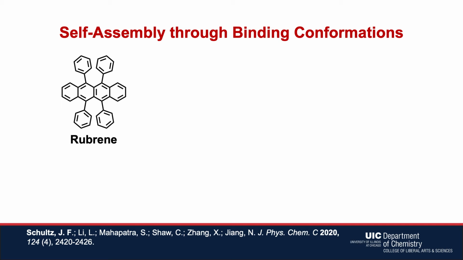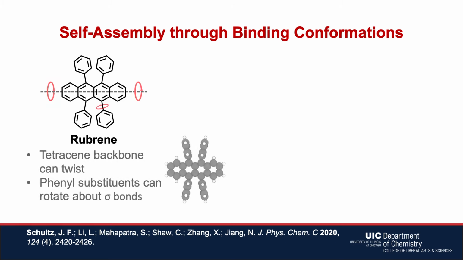Here, I studied rubrene, an organic semiconductor with an exceptionally high carrier mobility as a thin-layer single crystal, on Ag(100) with STM and TERS. Rubrene consists of a tetracene backbone with two phenyls on each side as shown here, where the tetracene backbone can twist and the phenyl moieties can rotate about their respective sigma bond to the tetracene backbone.